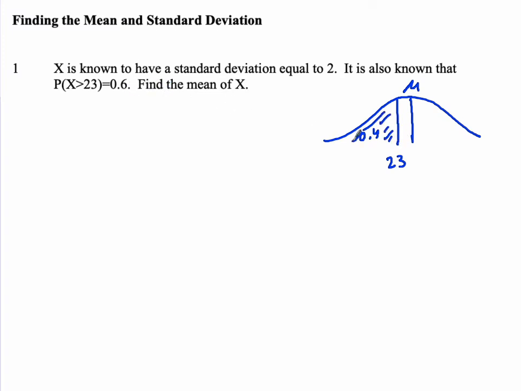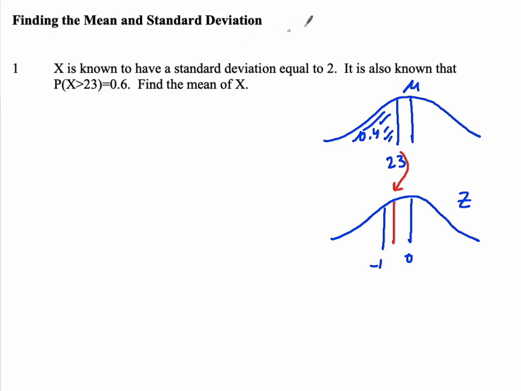This area is 0.4. What we do to solve this problem is we find out basically how many standard deviations 23 is away from the mean, which is basically finding the z-score. This is the standard normal distribution. Okay, it looks like z is going to be like negative 0.5 or 6 or something. Okay, so we want to get that corresponding value right there.